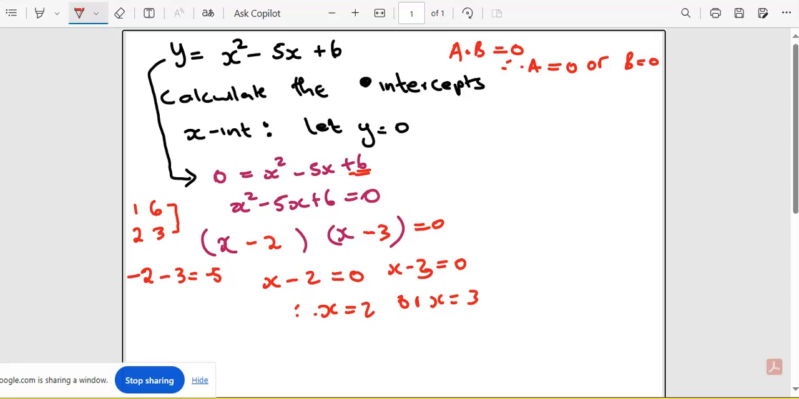Right. So the x-intercepts will be (2, 0) and, on the other side, (3, 0). Are you with me on that?